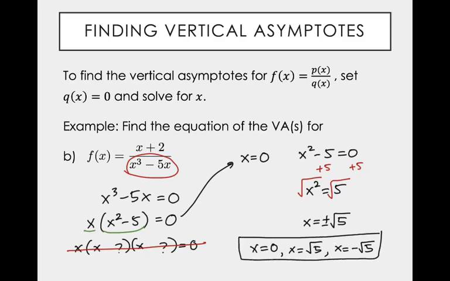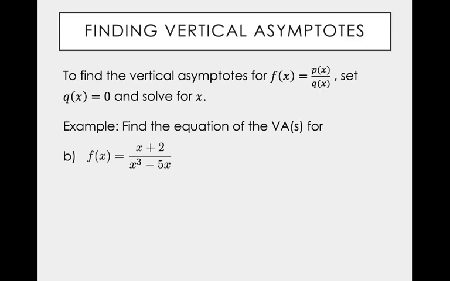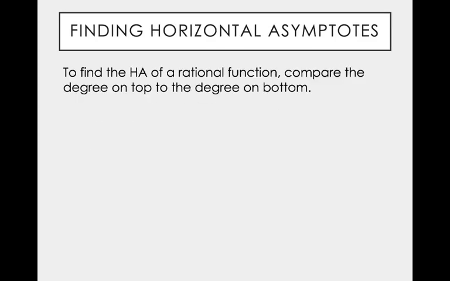All right, and again, if you're curious what a function with 3 vertical asymptotes looks like, you could head over to Desmos and graph x plus 2 over x cubed minus 5x and see what it looks like. Okay, so that's vertical asymptotes.